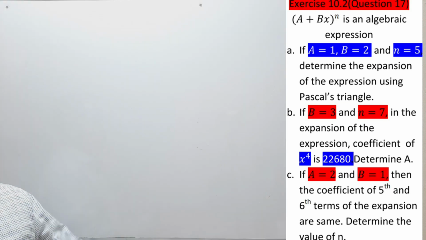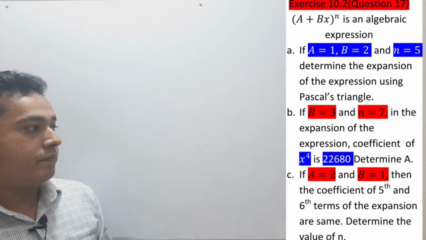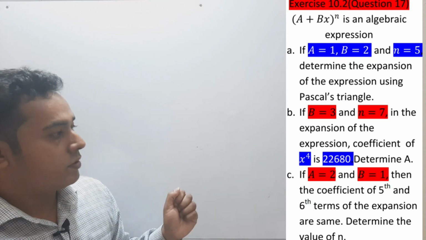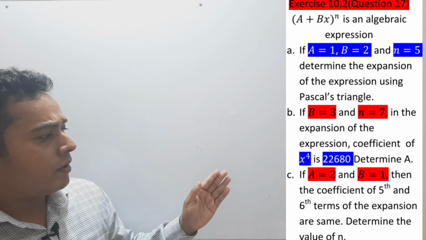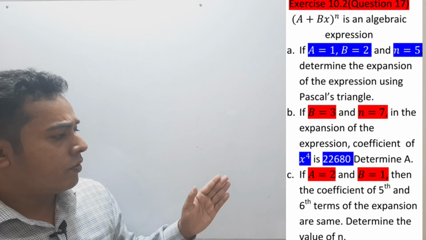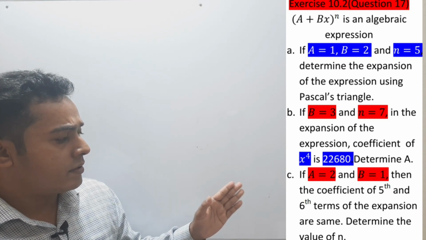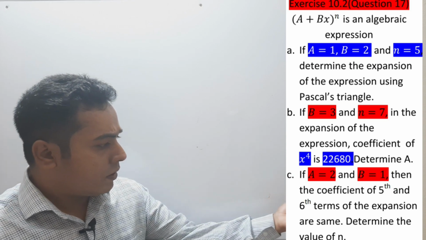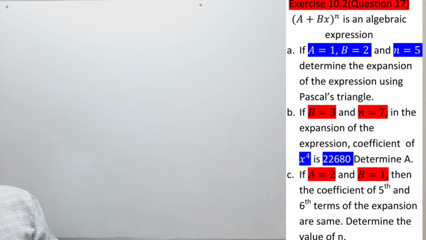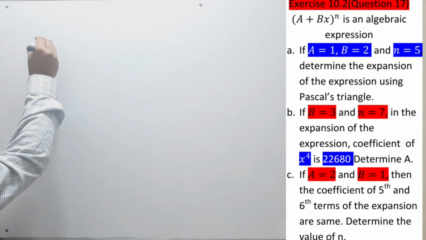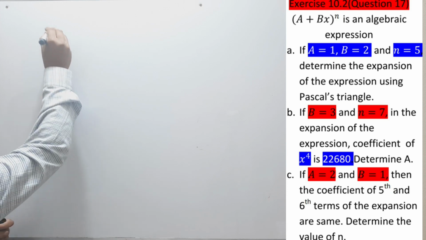Now question number B. If b is equal to 3 and n is equal to 7, in the expansion of the expression, the coefficient of x to the power 4 is this, then determine the value of a. Okay, now question B.